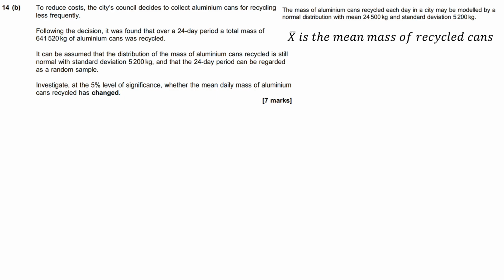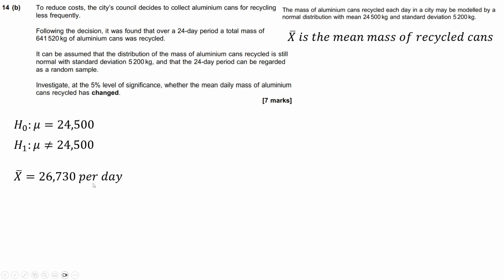It's sticking true to what we already believe, and then the alternative hypothesis is the suggested change, so that it's changed. So it's not increased nor decreased necessarily. We don't know which one. It's just that it's changed. This implies it's a two-tailed test. If this is over a 24-day period, if we divide by 24, we'll get 26,730 per day.